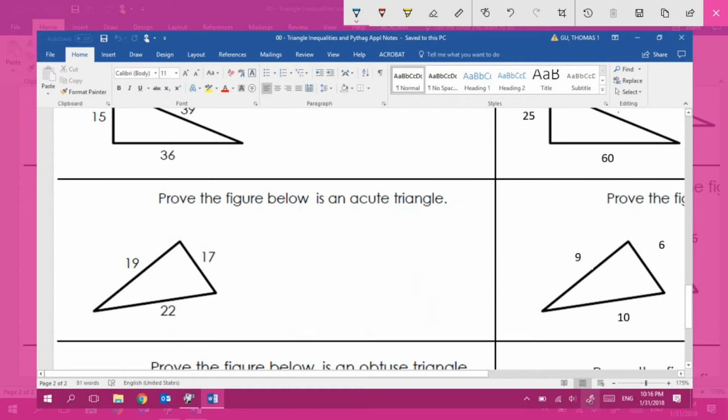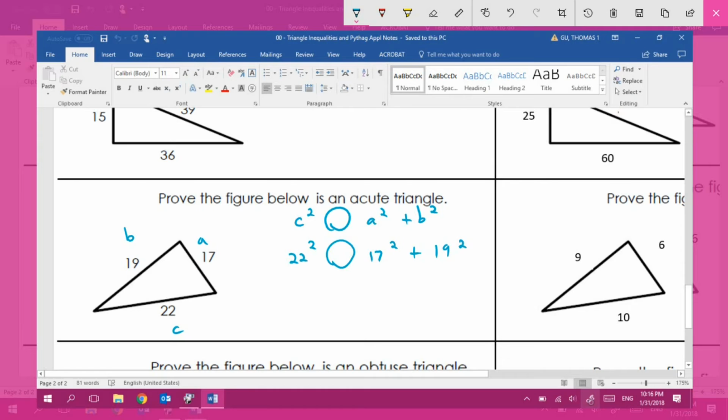Nice. Next up, we're going to be proving if the figure below is an acute triangle or not. So let's set up our Pythagorean situation here. C squared is, this time we don't know what, a squared plus b squared. We're trying to prove that this is an acute triangle. C has to be the longest side, and then for a and b it really doesn't matter. Then substitute your numbers in. C is 22 squared, and I don't know what it's going to be, a is 17 squared plus 19 squared.